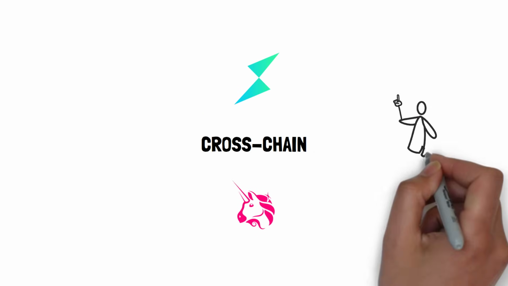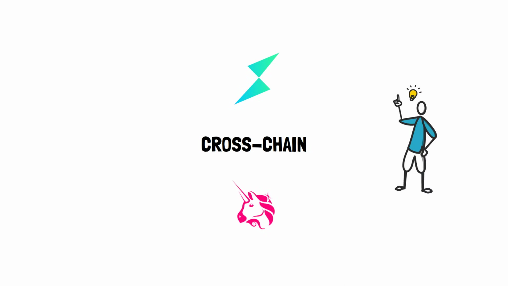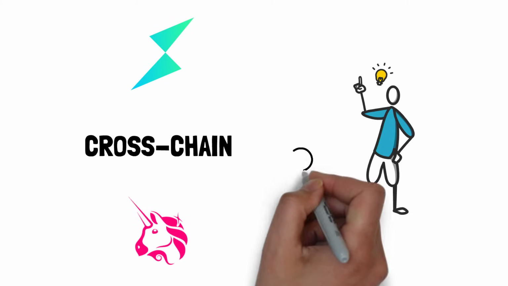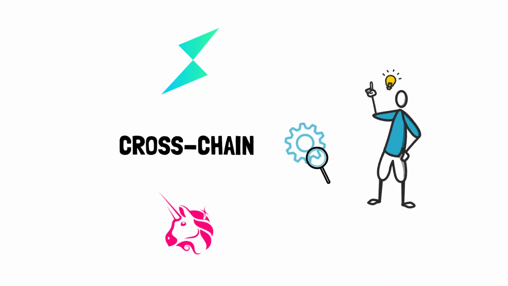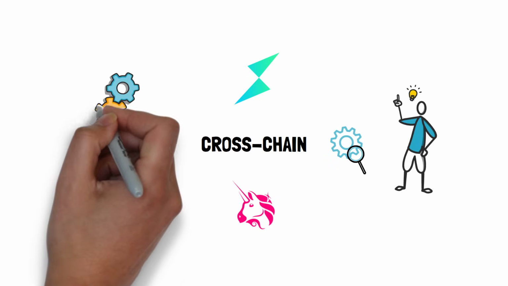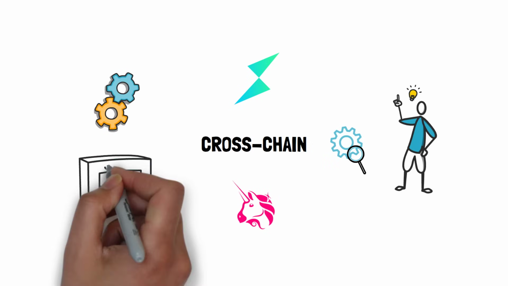Thorchain is often explained as a cross-chain Uniswap. This is usually a good simplification for understanding the general idea behind Thorchain, although there are some big differences between these two protocols that we're going to explain later. Before we dive deeper into the mechanics of Thorchain, let's have a quick look at how the project came into existence.